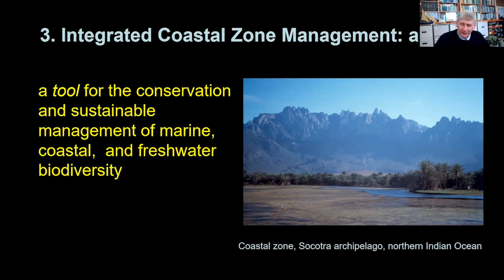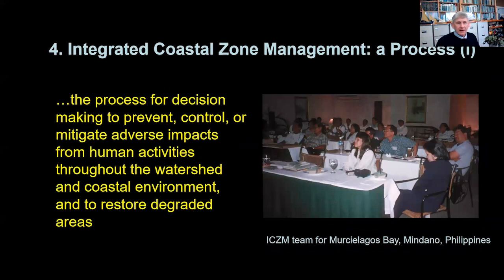So the coastal zone management is a tool that can be applied to manage the biodiversity in that area. So of course, we're looking at that freshwater biodiversity as well as marine. And integrated coastal zone management is also a process. It's the process for decision making. Decisions are to prevent, control, or mitigate adverse impacts from human activities throughout that watershed and coastal environment. And where possible, the intention is to restore degraded areas.